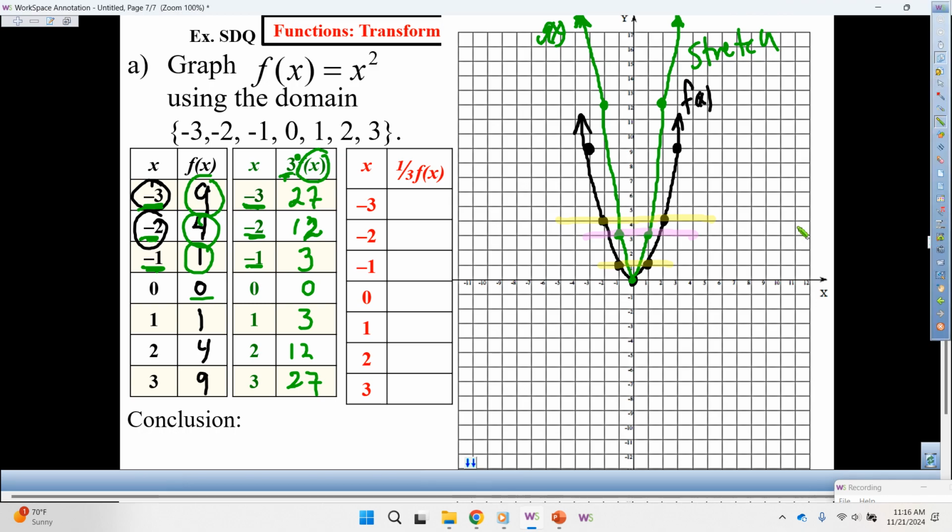Now let me go to the green one, to the second points, which are here. What is the y value? So over here for the original, it was 4. Now over here, it's what? Tell your neighbor what's happening to the y values with the new transformation.